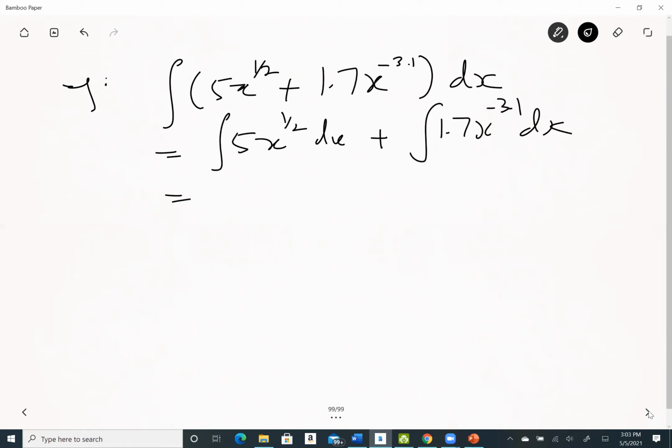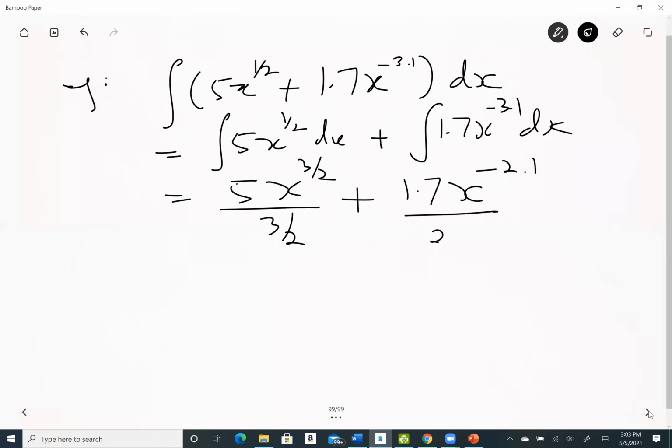What do you get for the first term? You don't tell me the final answer, tell me the first thing that we get. What will be the new power of x? 3/2. So the 5 will just follow the integral. The new power is 3/2, and you divide by the new power, by the 3/2. Plus 1.7, we just follow the integral. Now, what is the new power? Negative what? -2.1. So everything is divided by -2.1, plus the constant C. And of course, you can adjust it so that it becomes multiplied by 2/3 like that. But that is the rule.